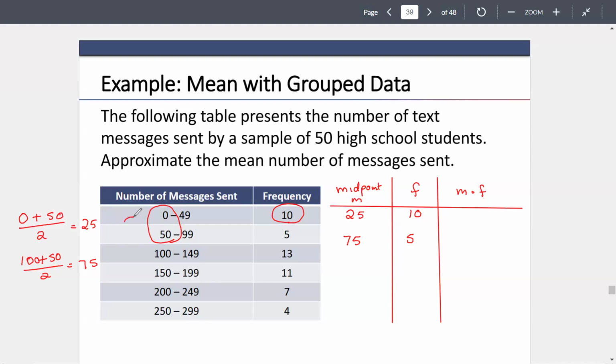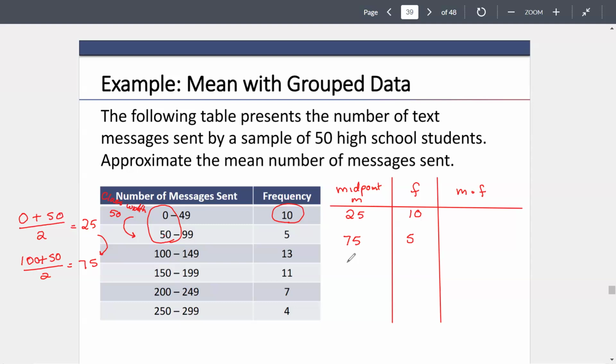Just to remind you of that trick here: from here to here we have a class width of 50, and from here to here that was the same class width. So if you want to find the rest of these, we're just going to keep on adding 50.